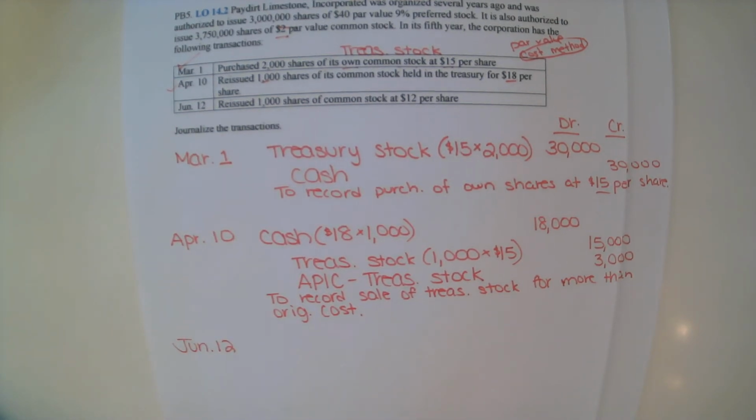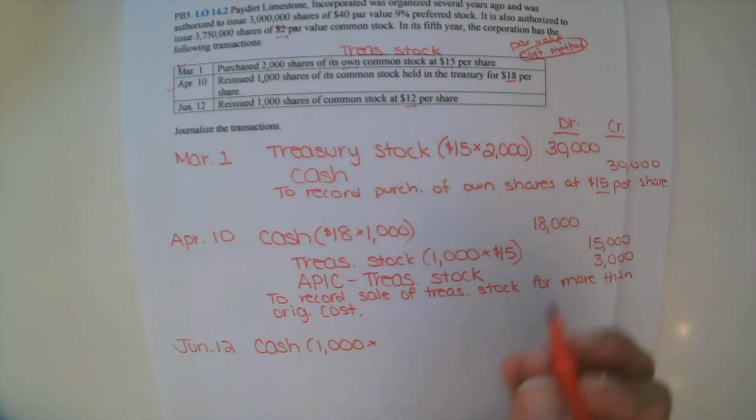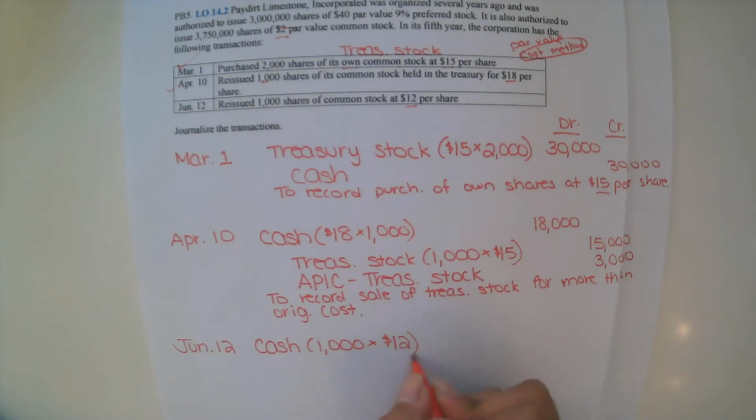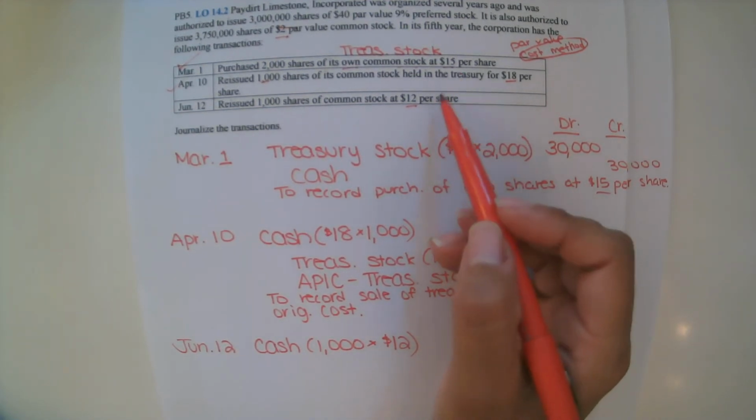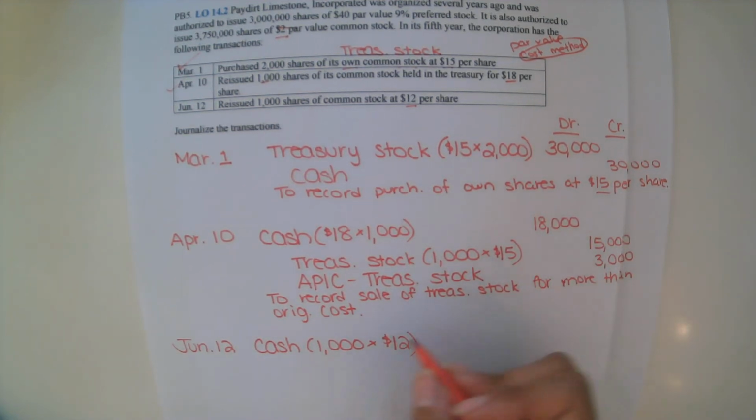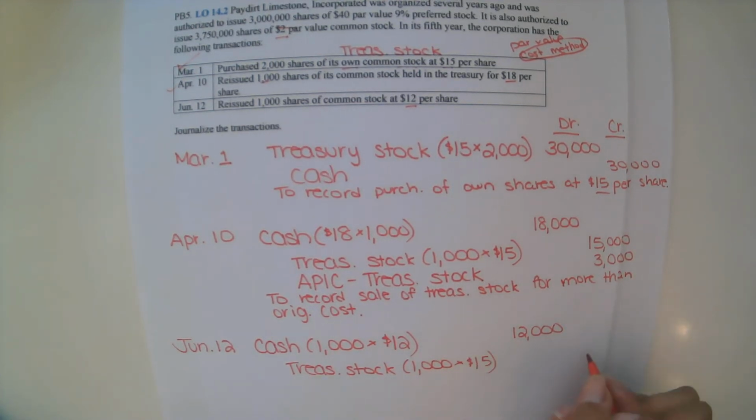Okay. All right, let's go on to June 12th. We decided to sell some more shares. So we're going to get cash. We sold the remaining 1,000 shares when the market price was $12. Not great because we bought it at 15, so this is a loss for us. And that would be 12,000. What did we sell? Treasury stock. The remaining 1,000 shares. This is always going to be at your cost. 15. Oh, I should have left space there. 15,000.